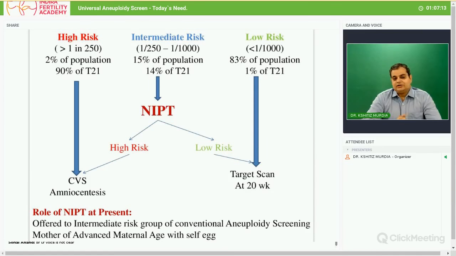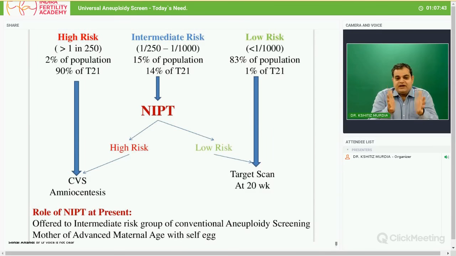Again, how to include NIPT in your protocol? If you have done any screening test, whether the first trimester combined test or the quadruple test for your patient, the risk will fall either in the low risk group, the high risk group, or the intermediate group. For the low risk group, there is no problem; you can go ahead with the target scan. For high risk, again, there is no role of NIPT. You have to do CVS or amniocentesis.